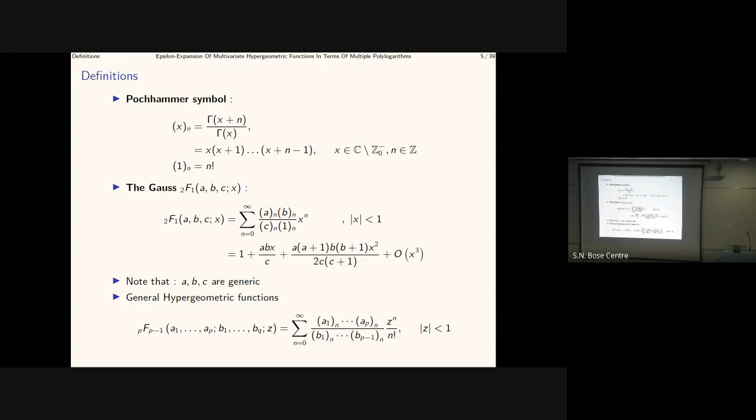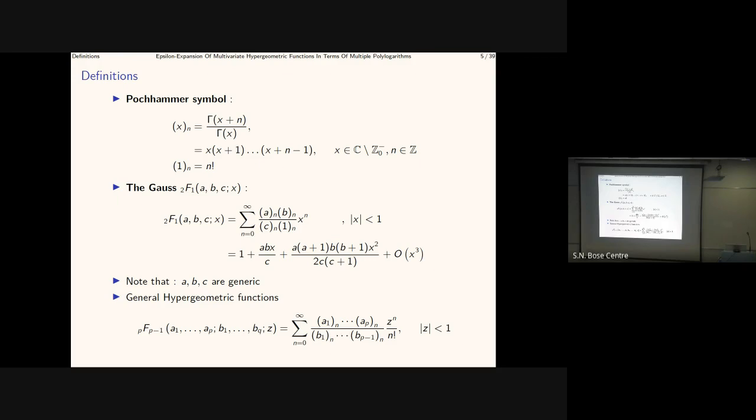The first few terms look like this: 1 plus something plus this. So at this point, one has to note that A, B, C are generic values. That means these do not take such values where either the series terminates or it diverges. A, B, C are general complex values. Apart from these things, C cannot be 0 or a negative integer because this will be infinity. Other A and B also cannot be 0 or negative integers because at some point it will terminate. So this will not be a series anymore.